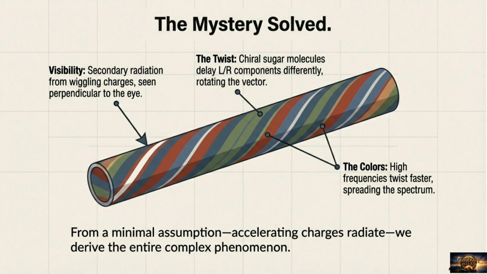The mystery is solved. Visibility comes from secondary radiation from wiggling charges. The twist is due to chiral sugar molecules rotating the polarization. The colors are caused by high frequencies twisting faster, spreading the spectrum. All derived from the minimal assumption that accelerating charges radiate.